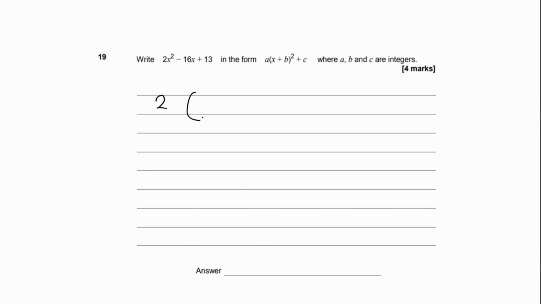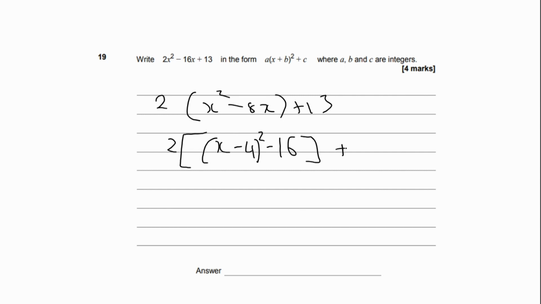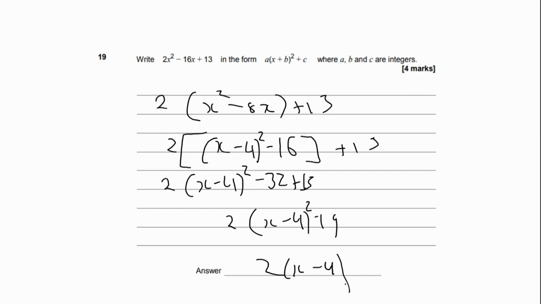You have to just write this in this form. So you have 2 times x squared minus 8x plus 13. You're going to divide this by 2 to get yourself 2 times x minus 4 squared. You square, you take away the inside squared, so minus 16. And let me write that better, minus 16 and plus 13. Obviously, now you just expand this out normally. 2 times x minus 4 squared minus 32 plus 13. You're going to get 2 times x minus 4 squared minus 19. And that is your final answer.